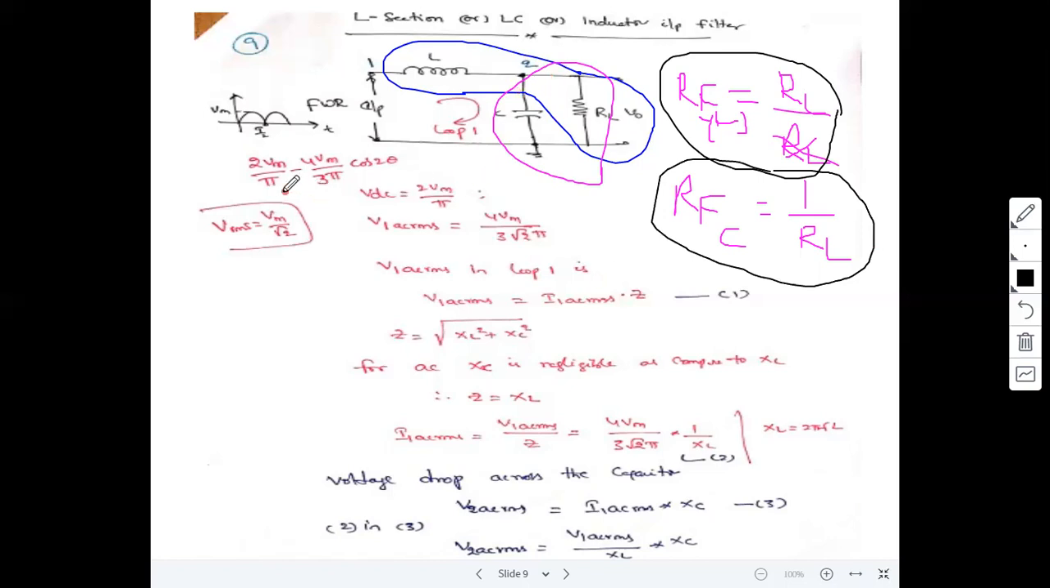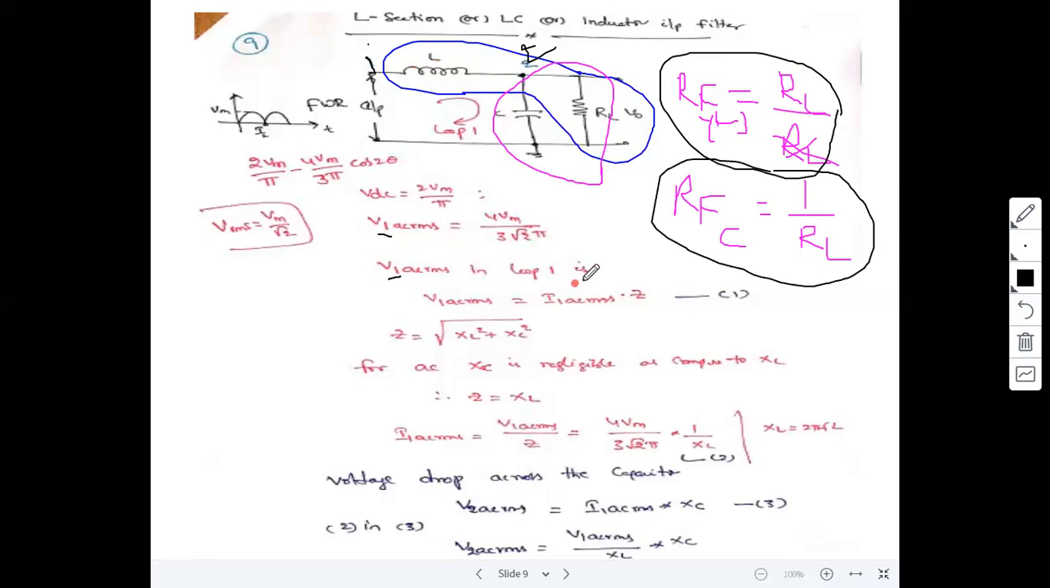Okay, now already we know all these things. Full wave rectifier output is 2 Vm by pi minus 4 Vm by 3 pi cos 2 omega t. The first term represents the DC term, 2 Vm by pi, and the second term is the AC term. Now V1 is the first node. In this circuit there are two nodes, node 1 and node 2. V1 means node 1 AC RMS voltage. Node 1 AC RMS is equal to 4 Vm by 3 root 2 pi.